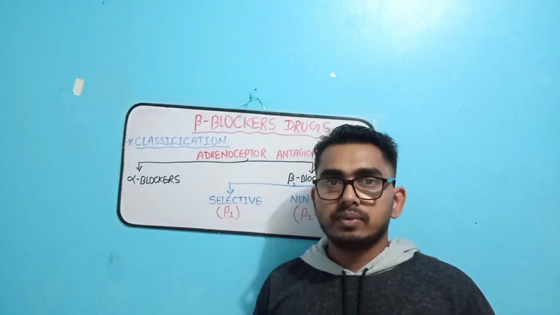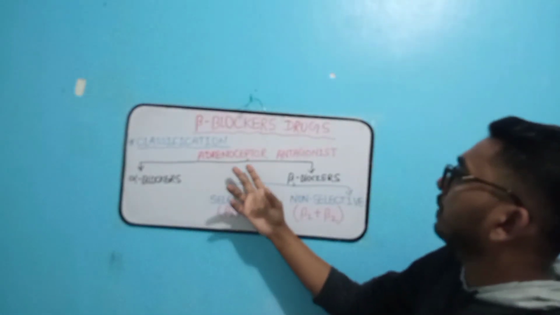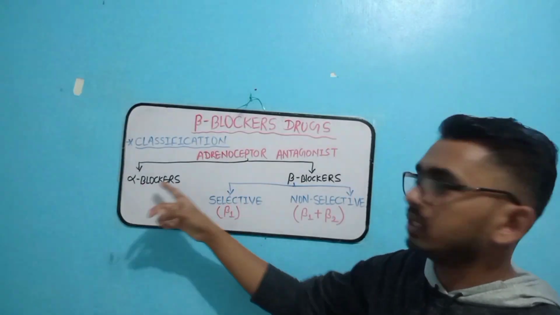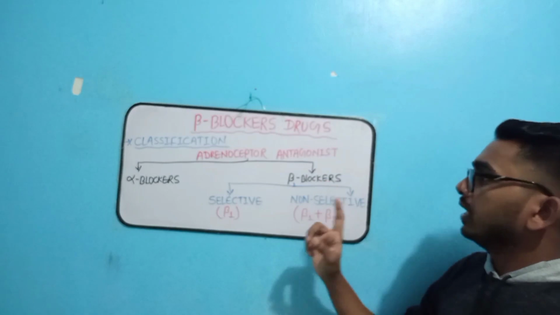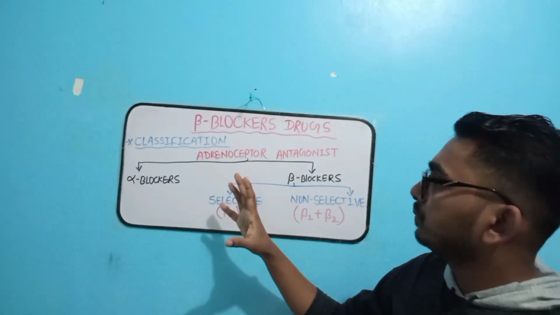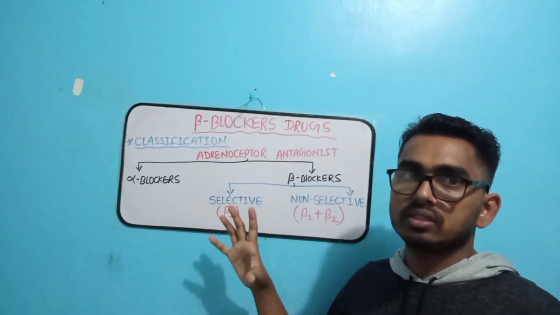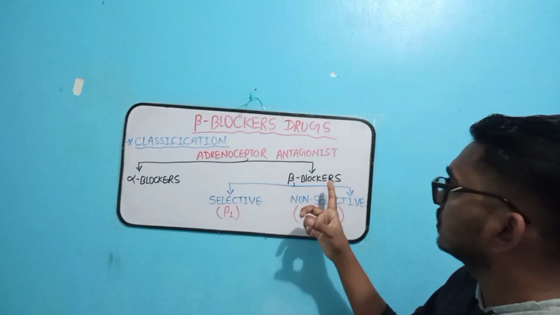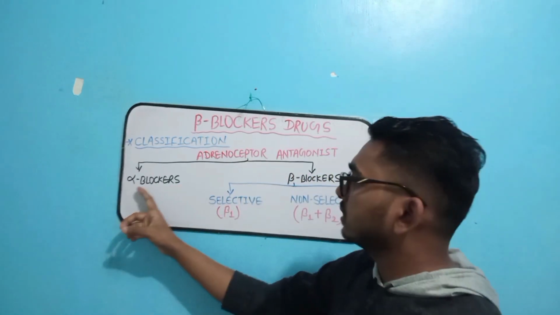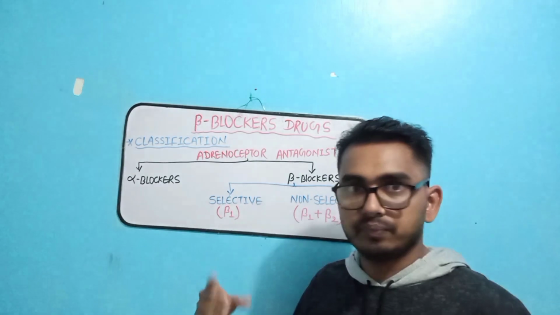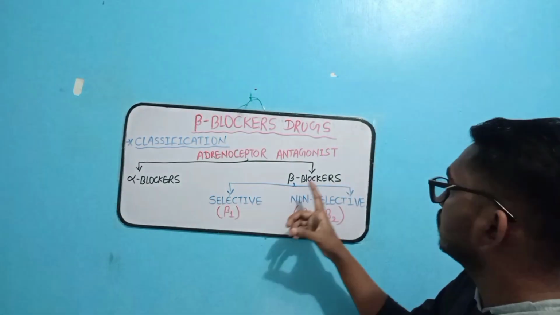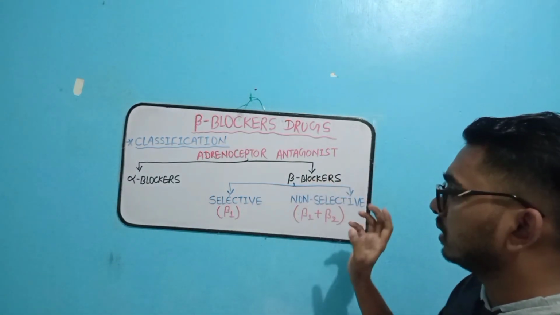In the adrenergic receptor antagonists, they are divided into alpha blockers and beta blockers. In this video, I am going to discuss mainly the beta blocker drugs. I will discuss alpha blocker drugs in the next video. For now, I am going to discuss only the beta blocker drugs.